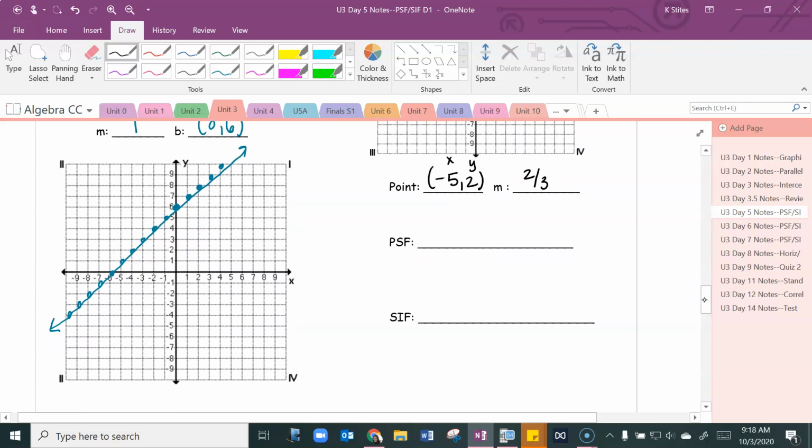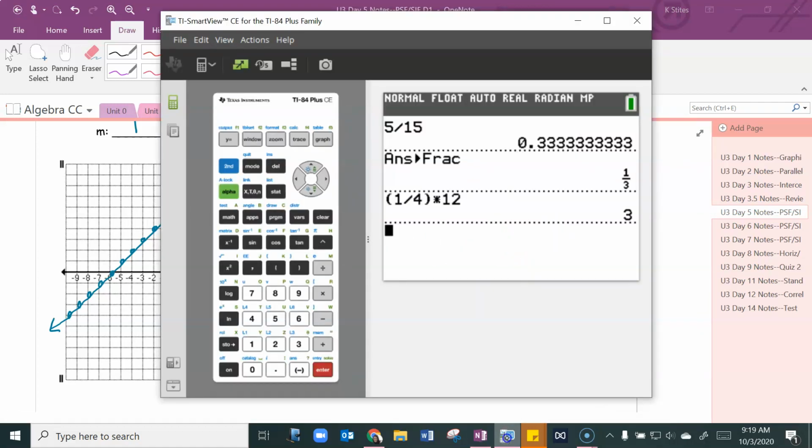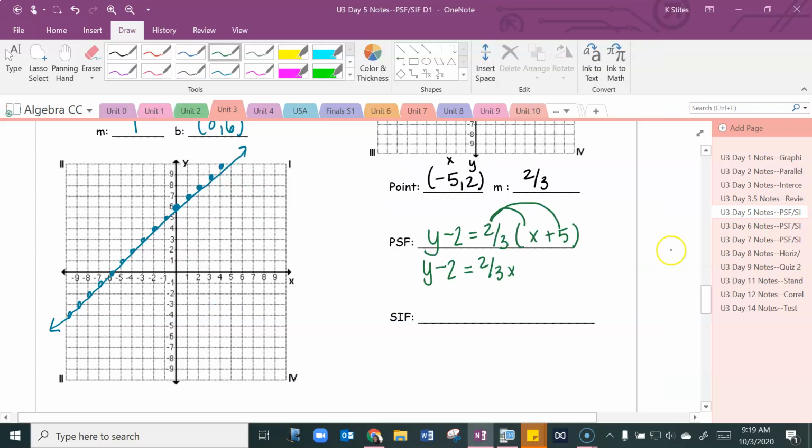All right, so now let's write PSF. Y, and then the opposite of my y coordinate, equals my slope, parentheses, x, and the opposite of my x coordinate. So P for parentheses, now I'm getting slope-intercept form, so now I'm going to go ahead and distribute and solve. Okay, I'll bring down my y minus 2, distribute 2/3 x, and I've got to do a 2/3 times 5, which I will have to math frac. That's a 10/3.